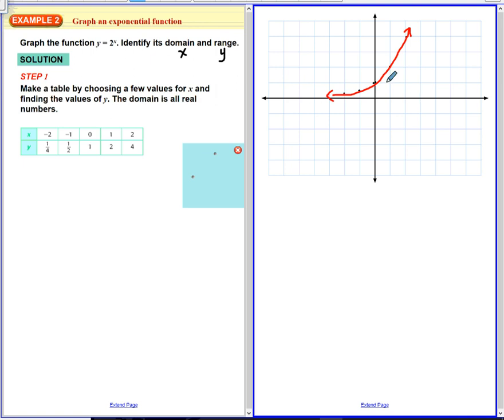And I'm going to notice that my x values, because this is a function, they're just going to keep going this way forever and ever and ever, and then this is just going to keep going this way forever and ever and ever. So that means that my x value is going to be all real numbers. So I could say my domain is just all real numbers.